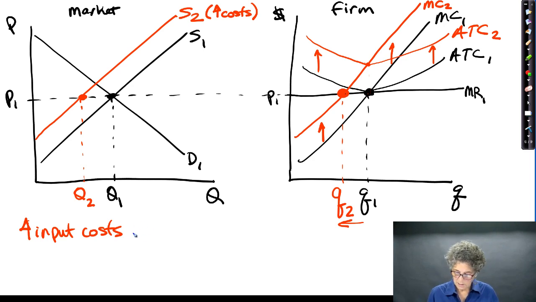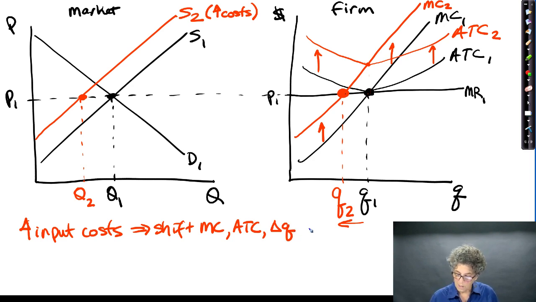So the increase in input costs, what is it going to do? It shifted the marginal cost curve. It shifted the average total cost curve. Because it changed the profit maximizing quantity for the firm, it also shifted the supply curve. We're not done by a long shot.